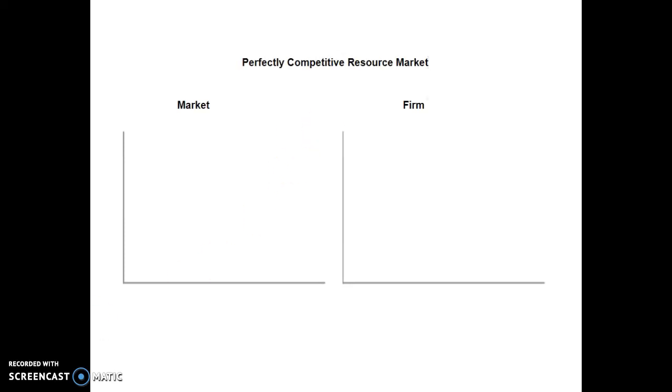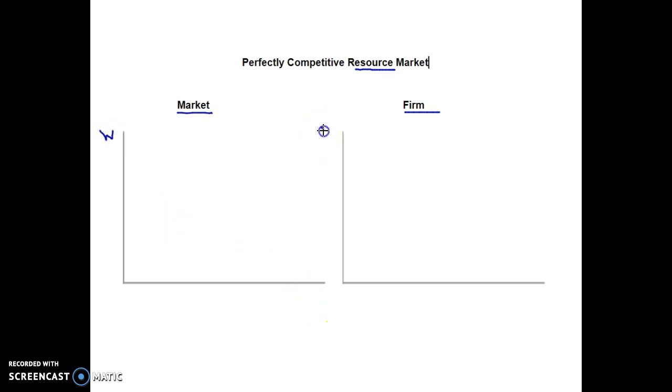Perfectly competitive resource market here. So let's go ahead and label our graphs here. Notice that we have two graphs. We have a market graph and a firm graph. Once again, we're dealing with a wage taker, not a price taker, but a wage taker because we're in the resource market now. So the taker means that I'm taking it from the marketplace. So let's take a look at what that means.